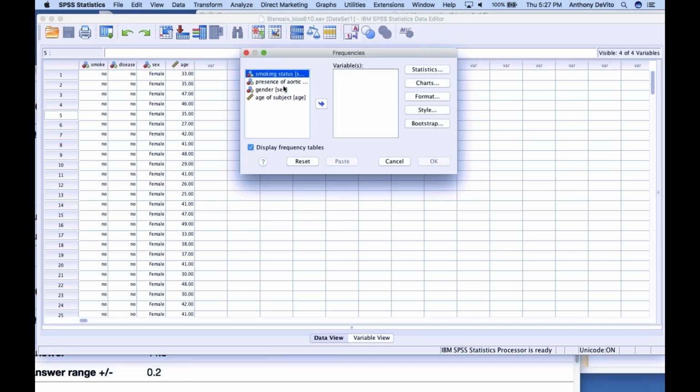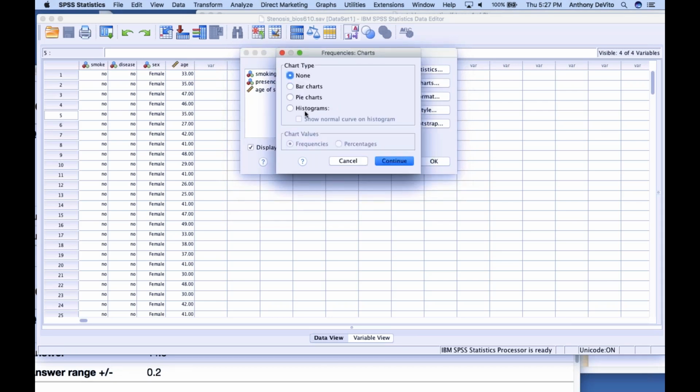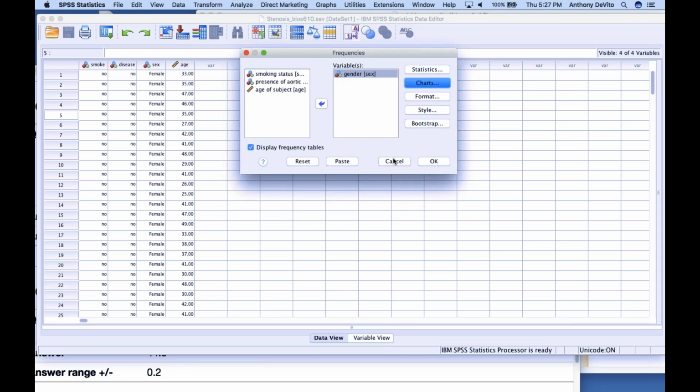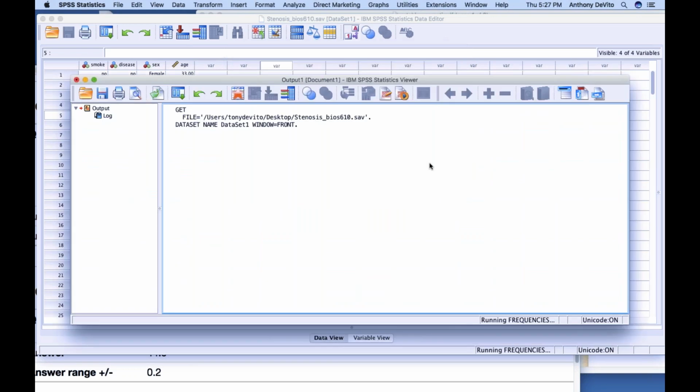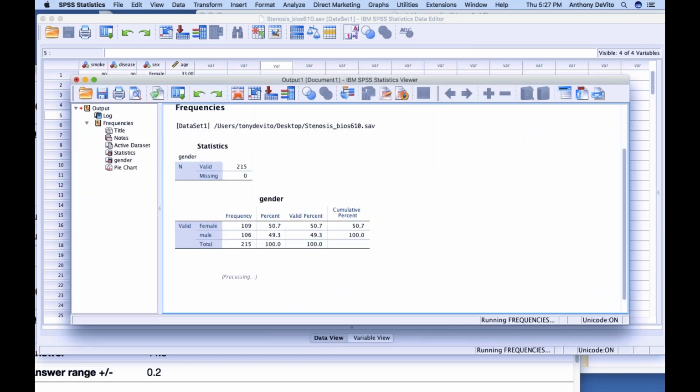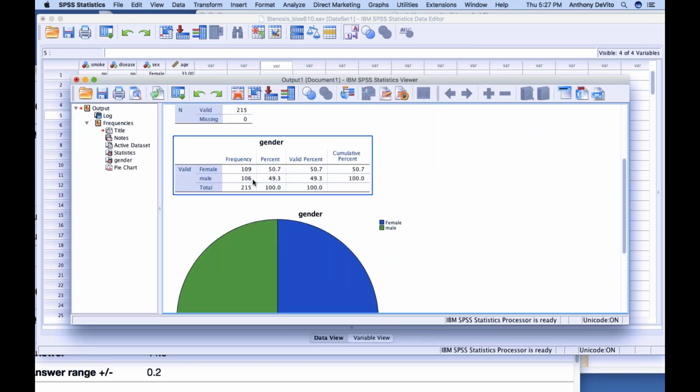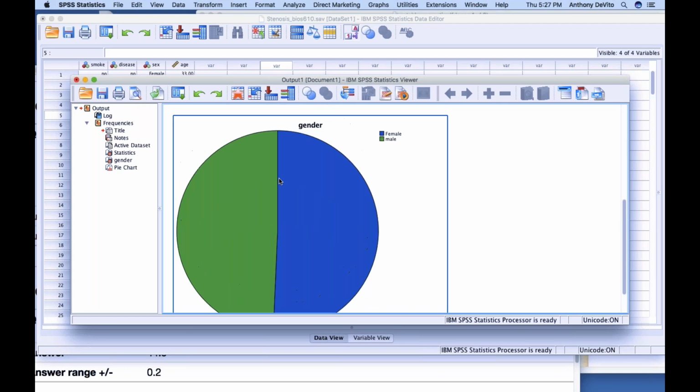We count them. So I'm going to take gender and move it into the variables box. I'm also going to tell it to make a pie chart for me, or a bar chart or whatever, and I'm going to say okay. And SPSS gives us the relative number of males and females, right? 109 females, 106 males, 50.7% of the population is female, and there's a pie chart or a bar chart that illustrates that.